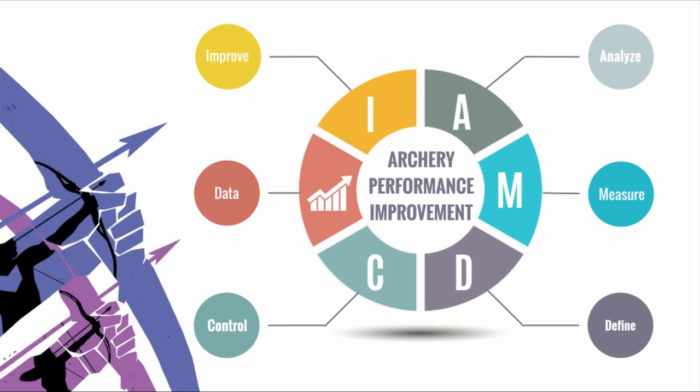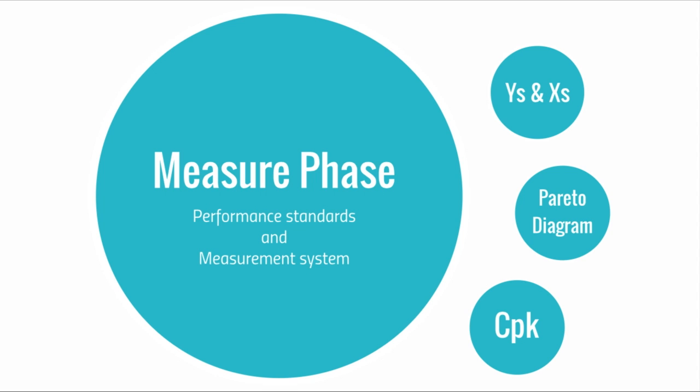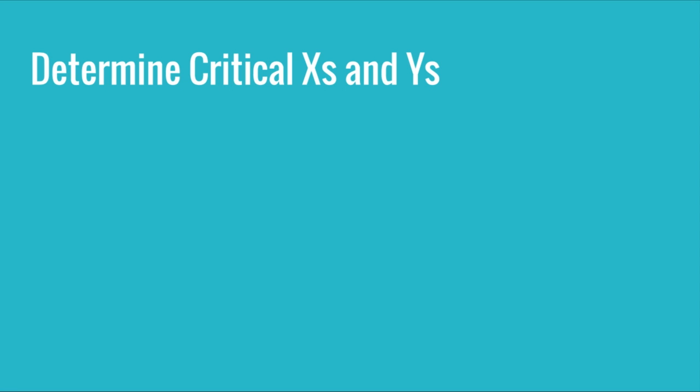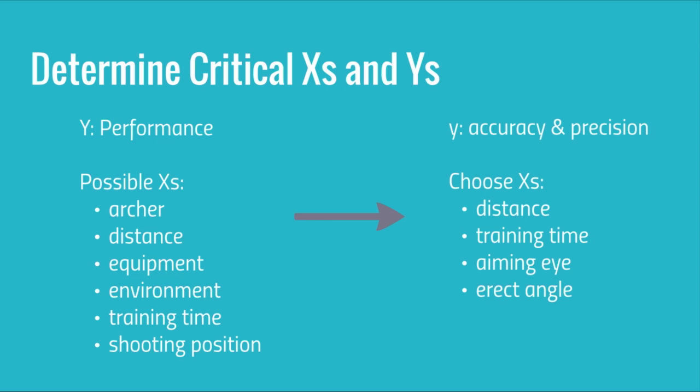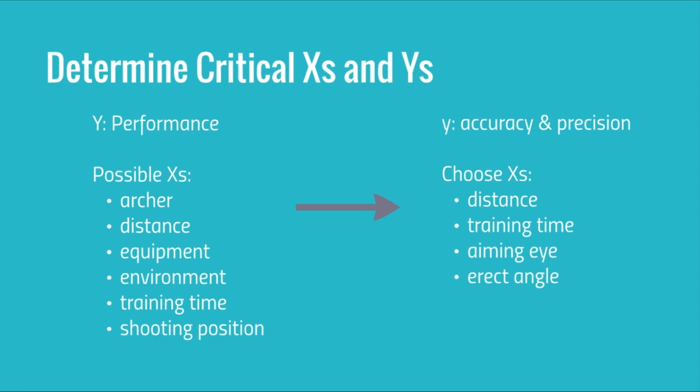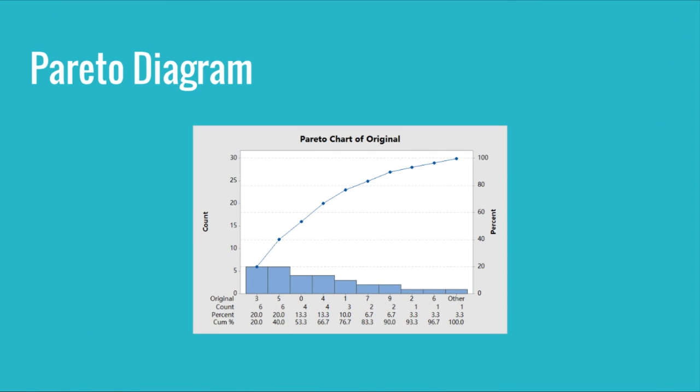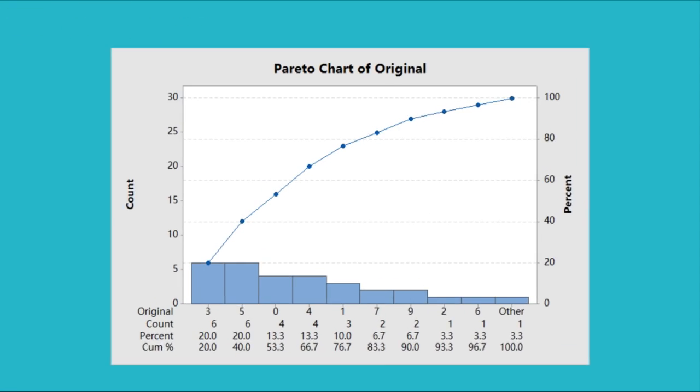Next, in the measure phase, we need to determine the performance standards and the measurement system. Possible independent variables can be archer distance, equipment, environment, training time, and shooting position. Along the whole project, we control the same archer, equipment, and environment, so we can study the distance, training time, eye habit, and effective angle as our axes. Then we use the Pareto chart to plot out this test output, which can be shown as follows.